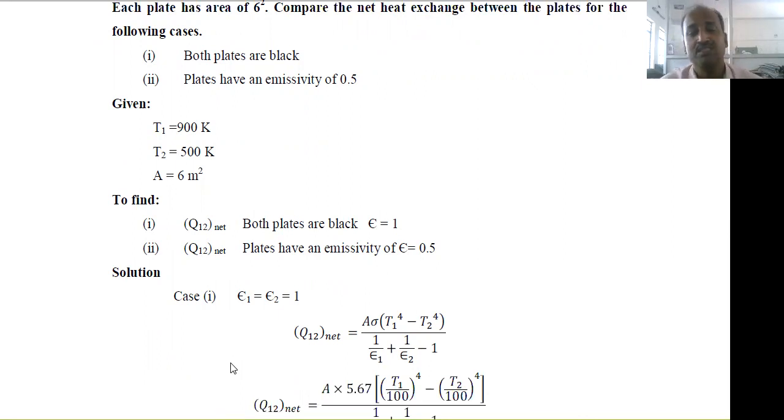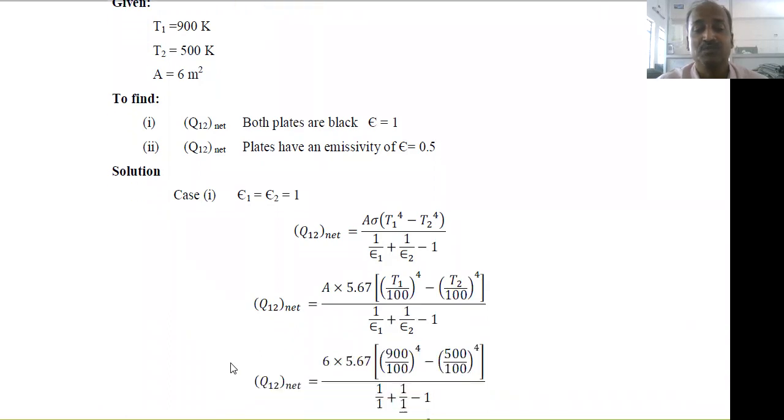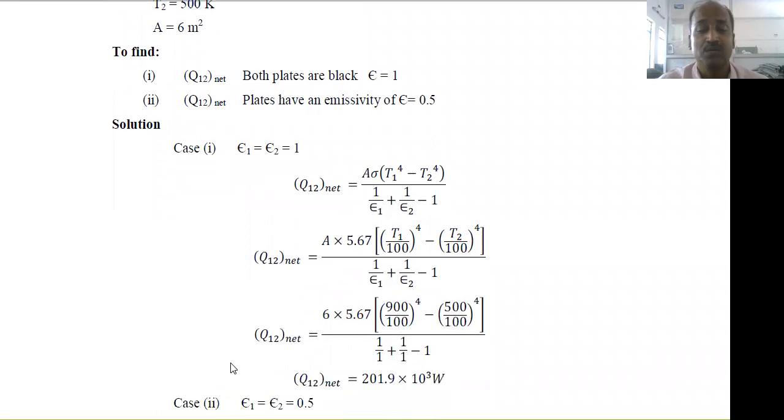Then T1 raised to 4 minus T2 raised to 4, where T1 is 900 and T2 is 500. And 1 by epsilon 1 plus 1 by epsilon 2 means the emissivity of plate 1 is 1 and the emissivity of plate 2 is 1, because both are black bodies. Already it has been specified. When you substitute these values, you can see the 1 by 1 plus 1 by 1. So Q12 net is equal to 201.9 into 10 raised to 3 watt. So this is the first case.